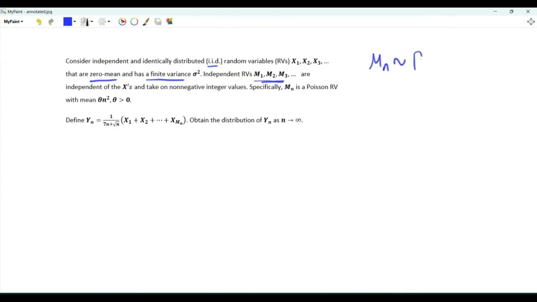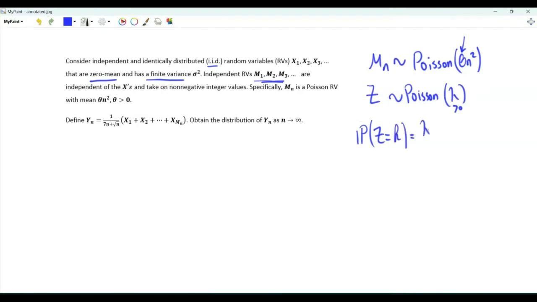Specifically, Mn is a Poisson random variable with parameter theta n squared, where theta is a positive real number. Recall that if Z is Poisson with parameter lambda, the probability that random variable Z is equal to k is lambda to the k e to the minus lambda over k factorial. k is a non-negative integer.